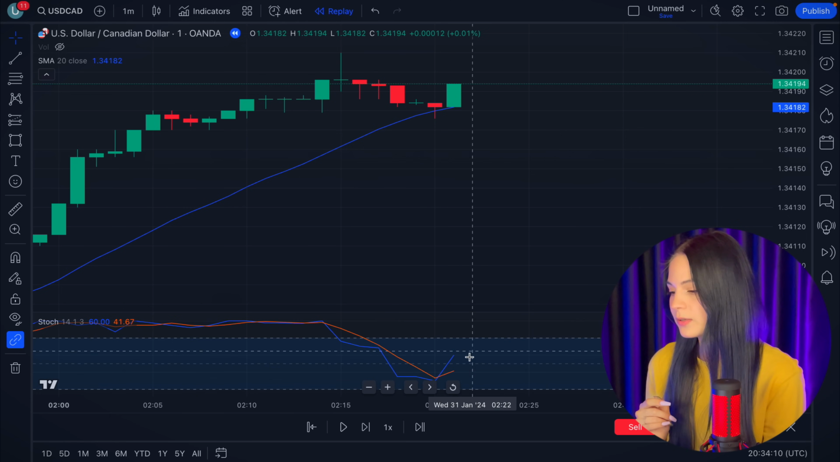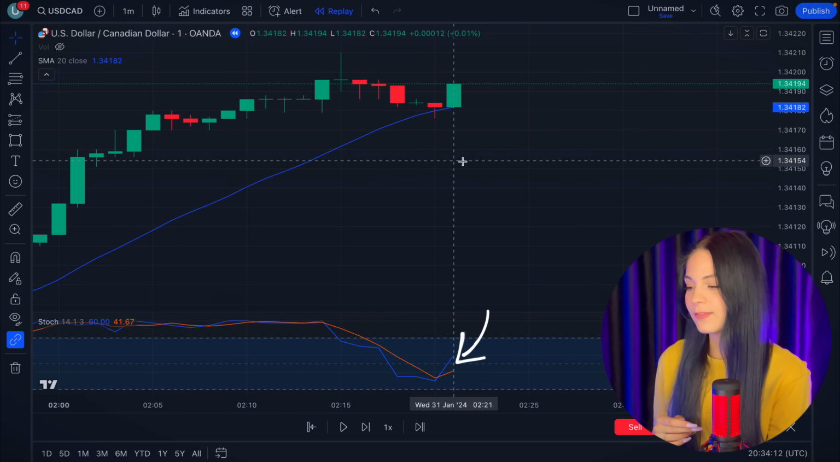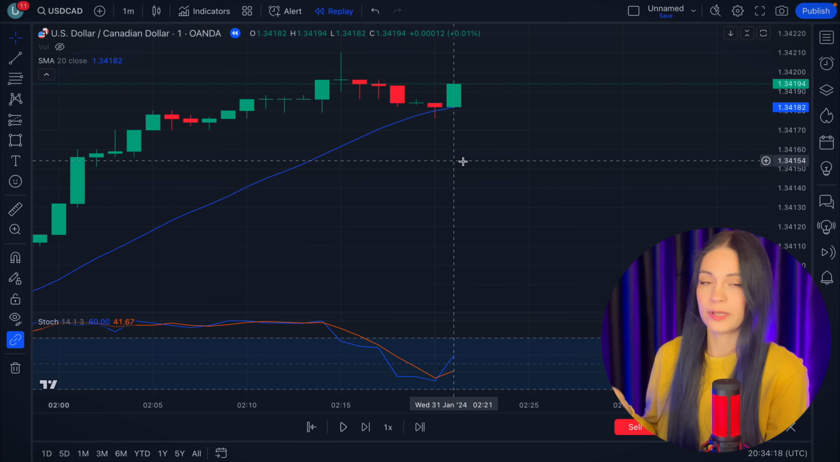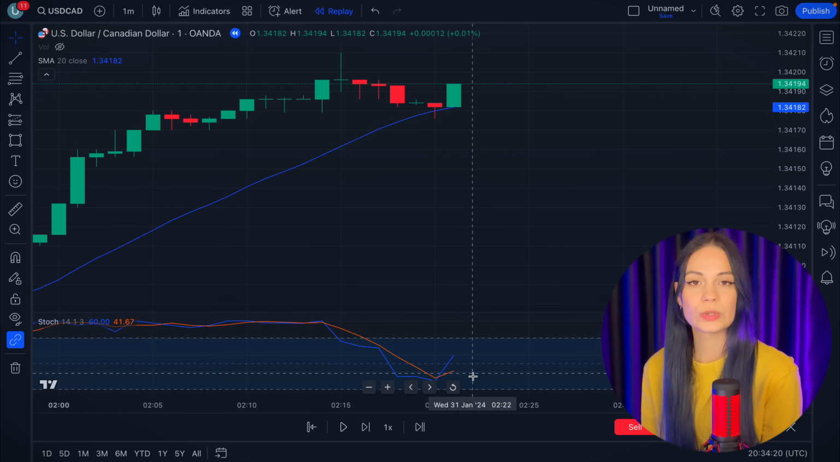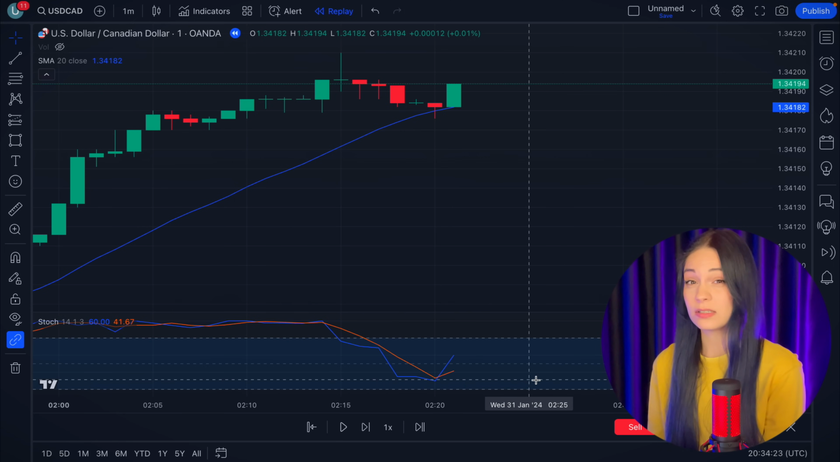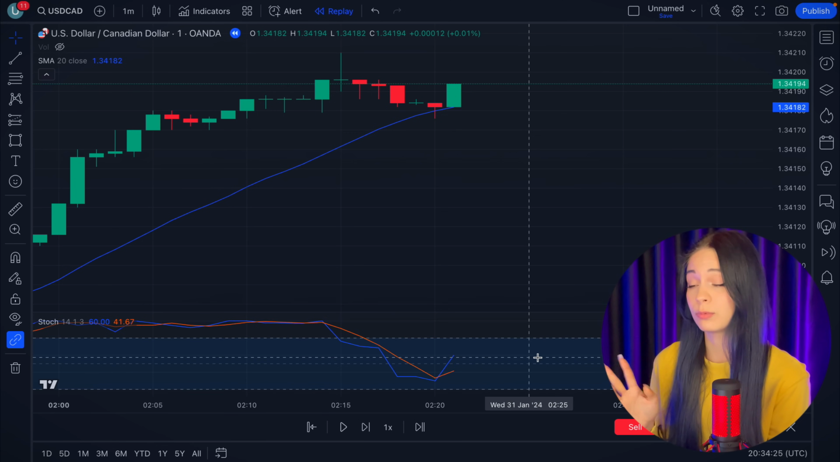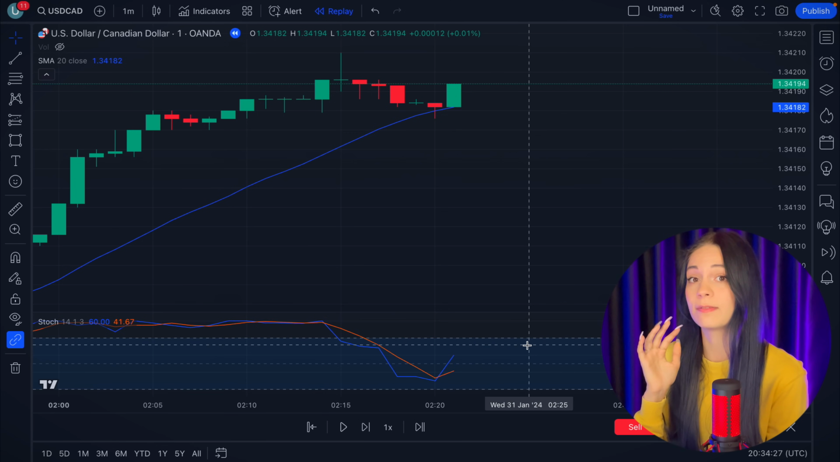And we look at the stochastic and we have a crossover here, but it didn't happen in the oversold area. And a lot of traders would say we can open deals only when the crossover with stochastic happens lower than the level of 20.